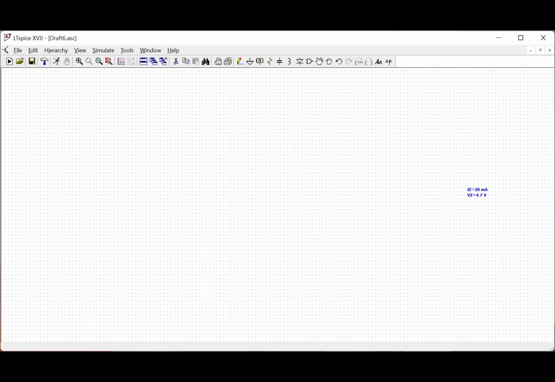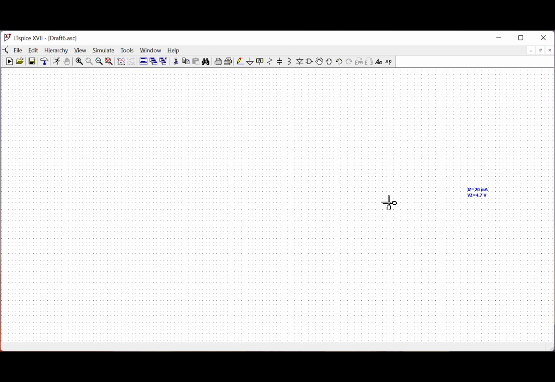LTspice allows us to evaluate how the behavior of a circuit changes when the temperature of the component changes. And this is interesting to study for some circuits, especially whenever you would like to have a certain stability of the output current or of the output voltage, for example. We will start with a relatively simple circuit, which is a circuit based on a Zener diode.